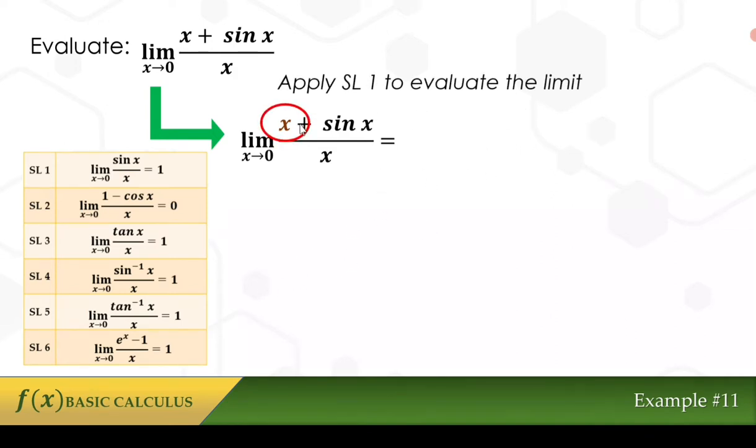But this time, this number is added to sine x, so we are not allowed to apply factoring. Pero, pwede pa rin natin gamitin yung ating limit laws. So this will give us the limit of x all over x as x approaches 0 plus the limit of sine x all over x as x approaches 0. Now sir, bakit po addition? Okay, so x all over x is automatically equal to 1.